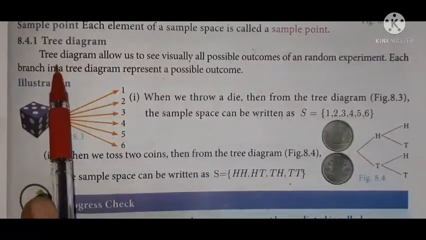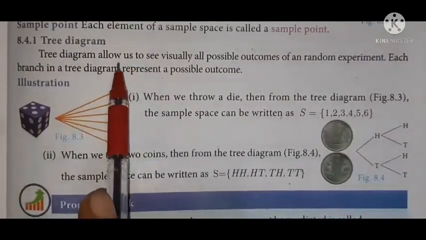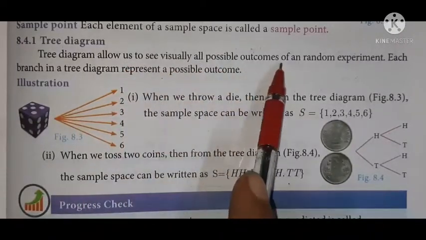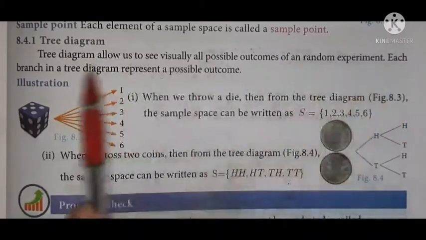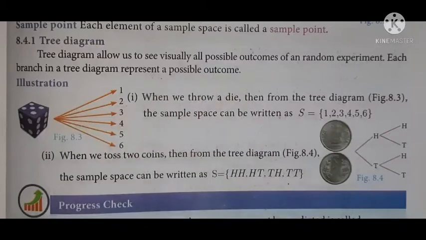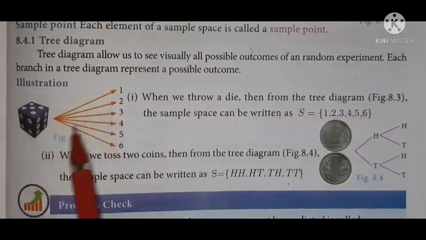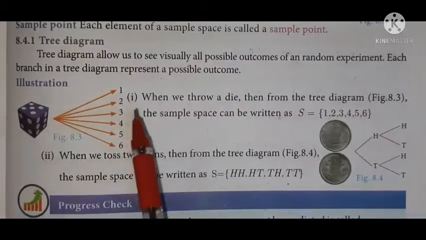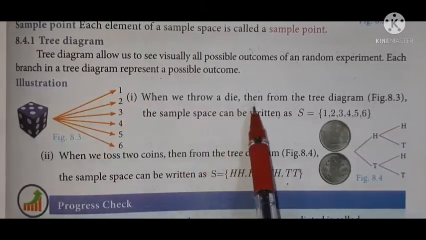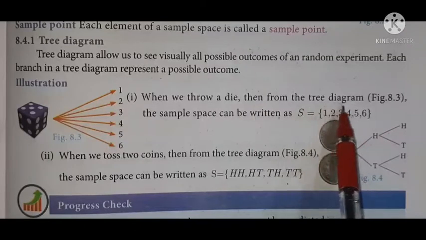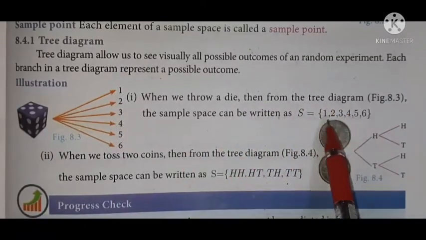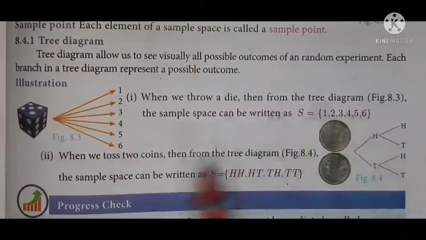Tree diagram. A tree diagram allows us to see visually all possible outcomes of a random experiment. Each branch in a tree diagram represents a possible outcome. Example, a die. The outputs are 1, 2, 3, 4, 5, 6. When we throw a die, then from the tree diagram, the sample space can be written as S = {1, 2, 3, 4, 5, 6}.